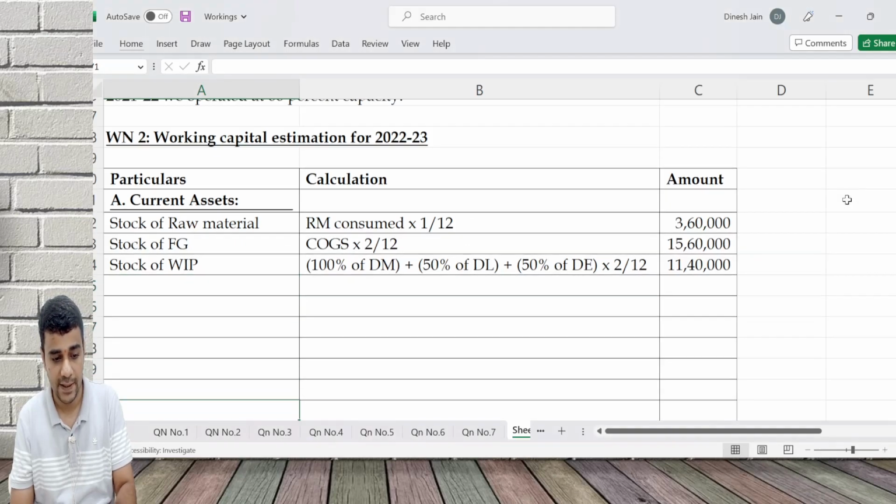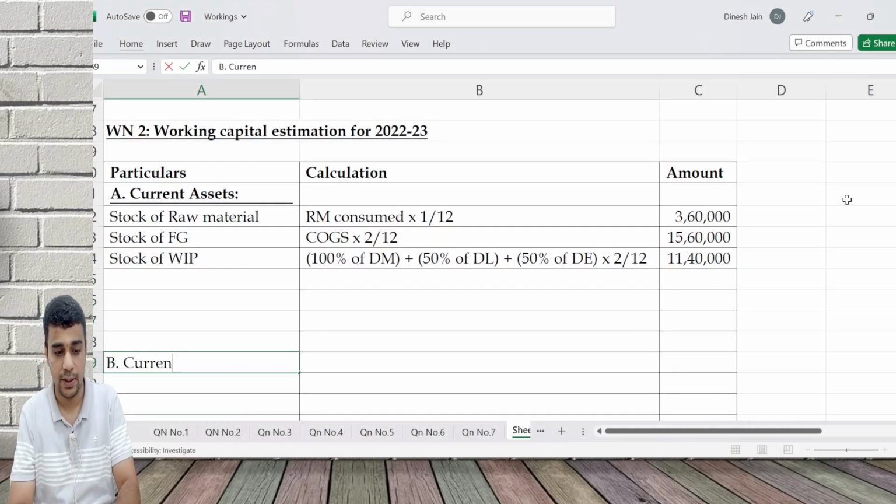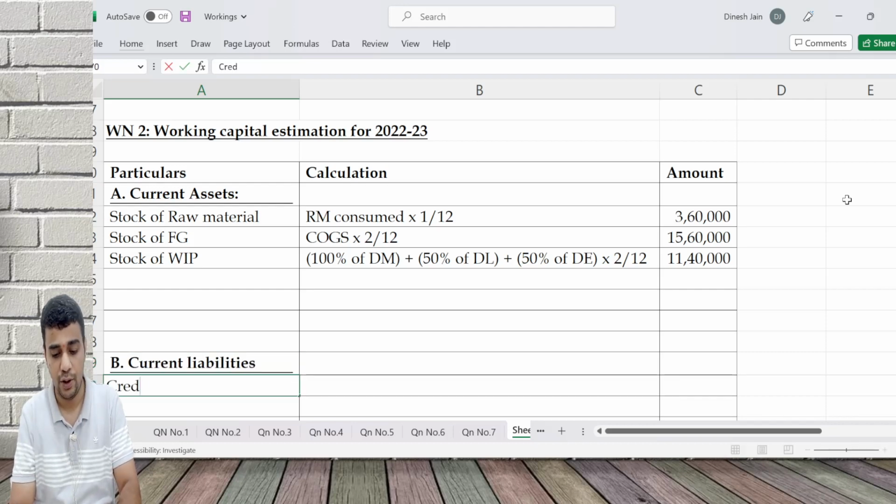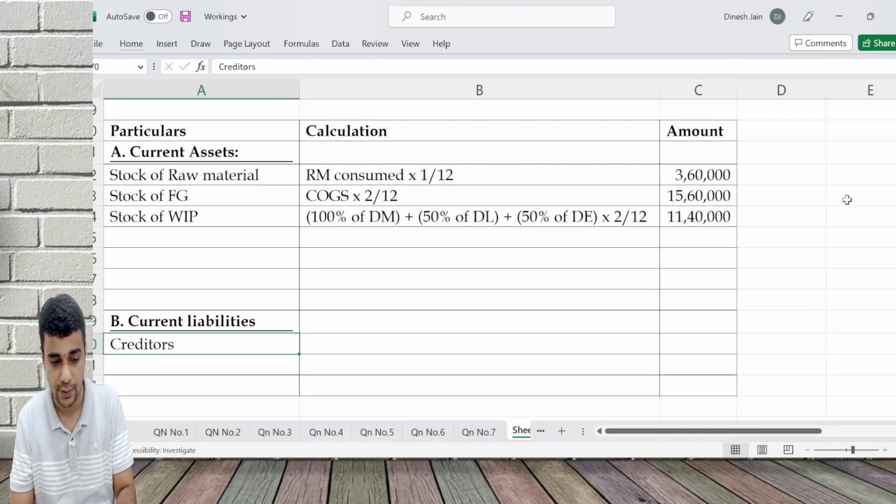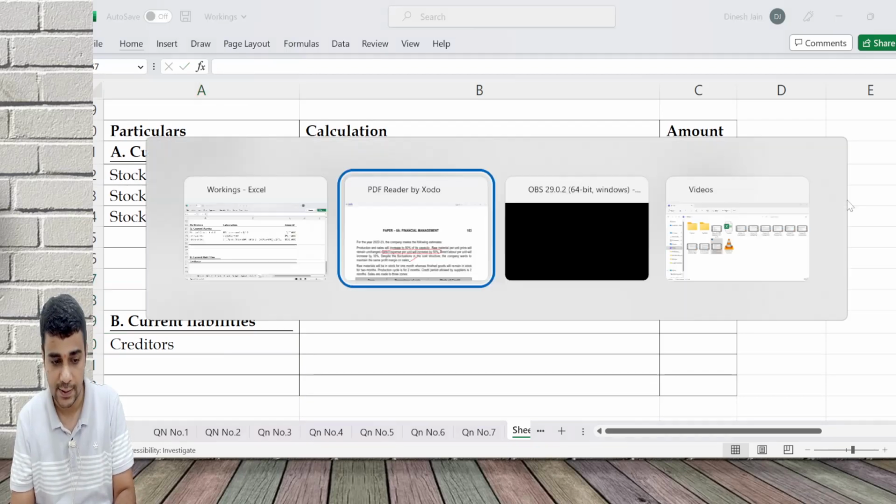Credit allowed by supplier, I'll come to this calculation in some time. There is an adjustment which is logical, but ICAI did not do this in many questions, but here they have done. It's good. I'll explain this. Creditors.